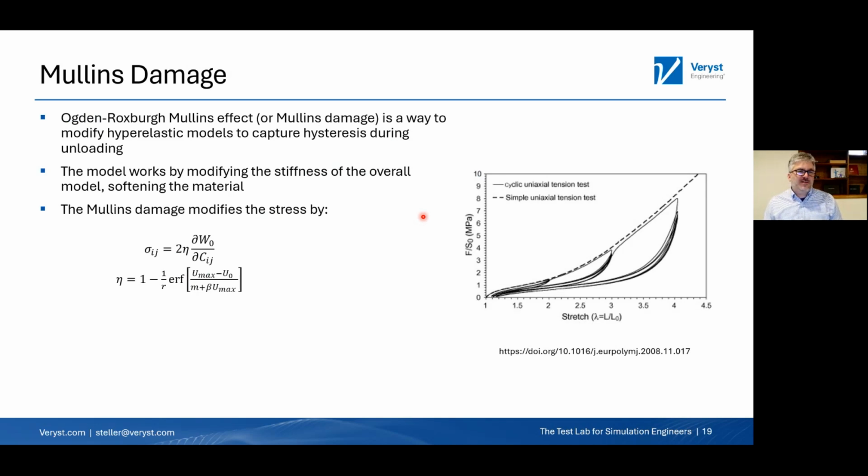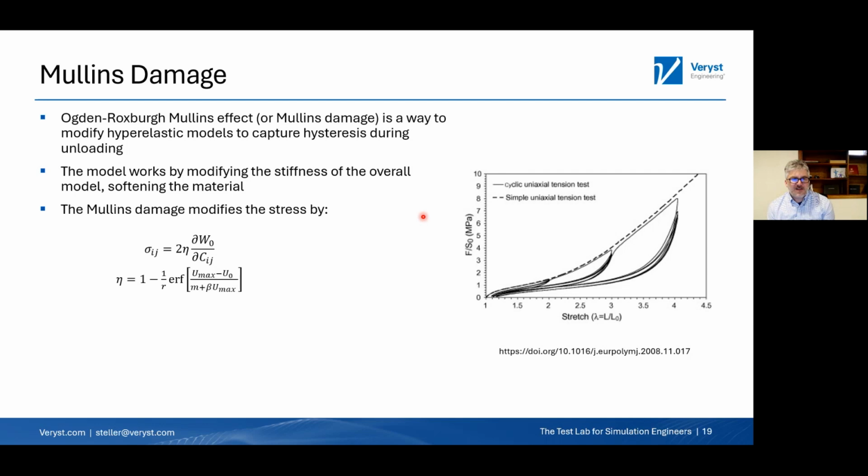So there's something called the Ogden-Roxburgh-Mullins effect, or Mullins damage, is what I like to call it instead of the Mullins effect. It's a way to modify these hyperelastic models to capture that hysteresis during that unloading. This model has been around for a while and is very good. It was developed specifically to talk about filled elastomers and carbon black that's in elastomers, and to understand that behavior and model that behavior.